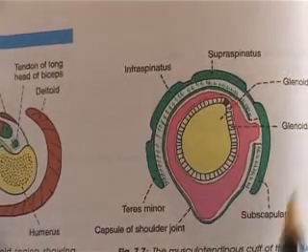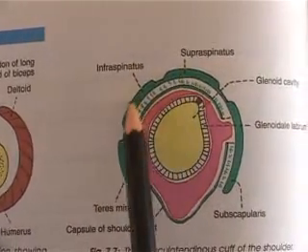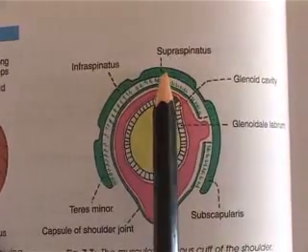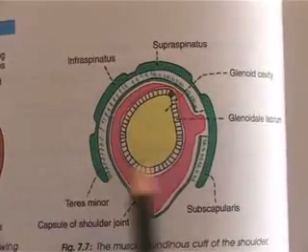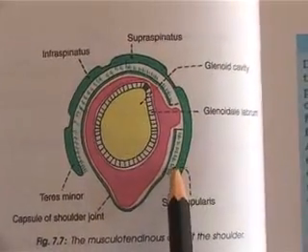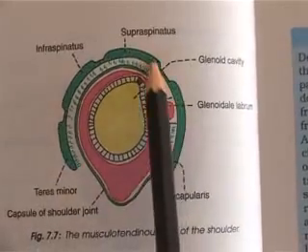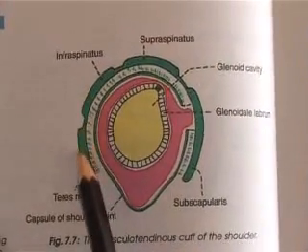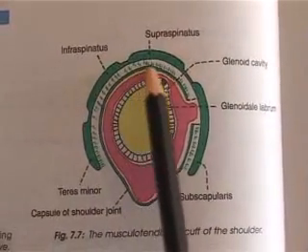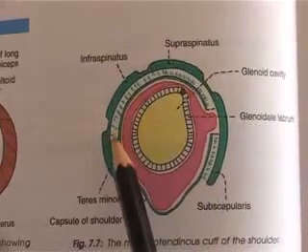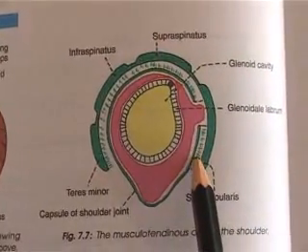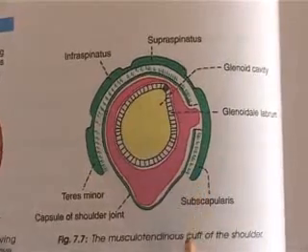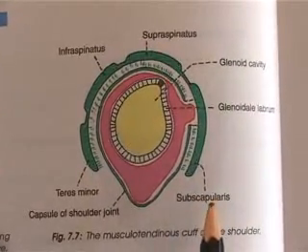Four muscles, the supraspinatus, infraspinatus, teres minor and subscapularis, get fused with the capsule of the shoulder joint and form the musculotendinous cuff of the shoulder. It is also known as the rotator cuff.